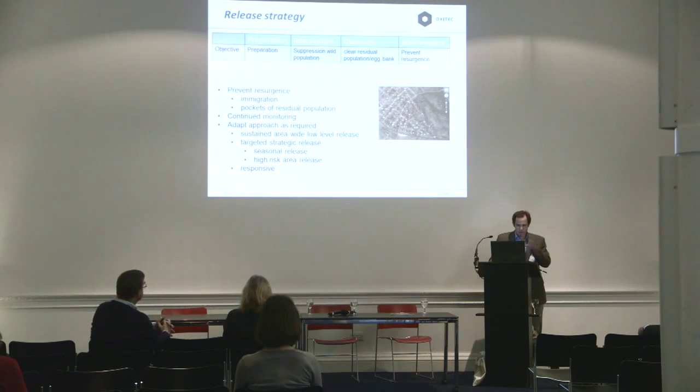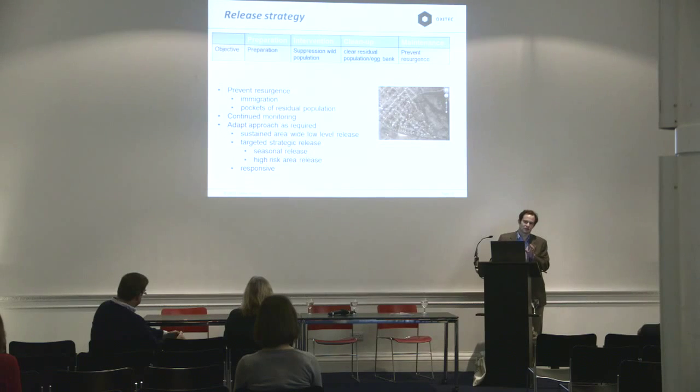And this strategy is based on sterile insect technique, which has been around for well over 50 years in agriculture, so we can borrow a lot of the strategies from there. There are three main approaches. One is sustained area-wide release at low level. That's a preventative strategy, so that if there's any reinfestation, it's knocked out before it can take hold. Another approach is more targeted and strategic, so you're not releasing all the time and in all areas, but you would target it.